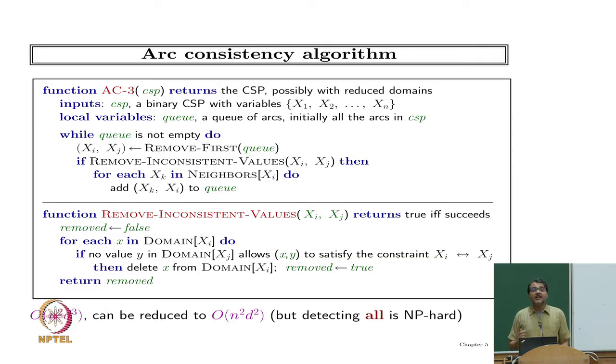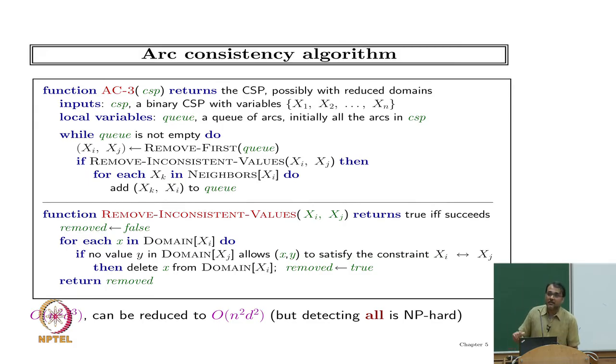Why? Because when will x to y be invoked? When some value of y goes away, then I will say check x to y. So how many values of y do we have? D. So d times I may want to check a particular arc, and how many arcs do I have? I have n square arcs. So overall I have n square into d cubed as my time complexity.